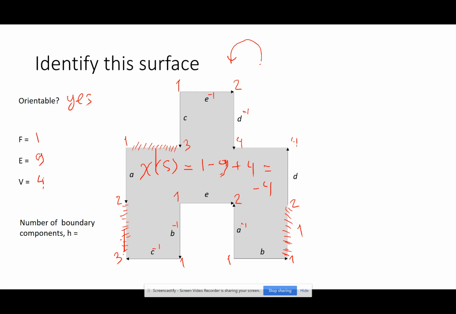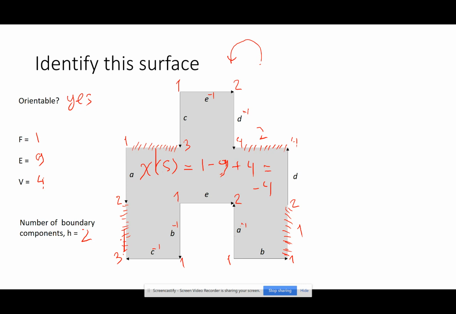At the same time, not all the boundary components have been accounted for. There is this one which goes from vertex 4 to vertex 4. So this is boundary component number 2. So the number of boundary components is therefore 2. Okay?